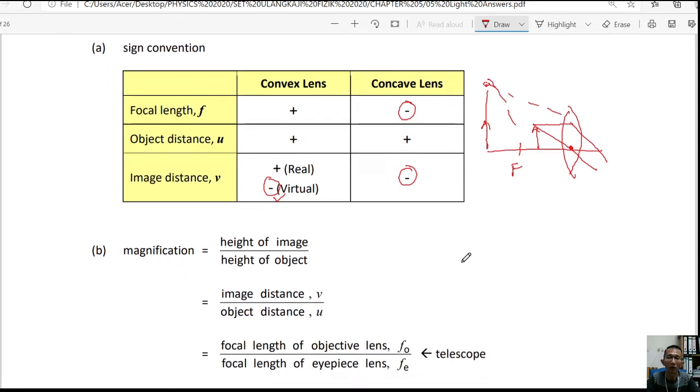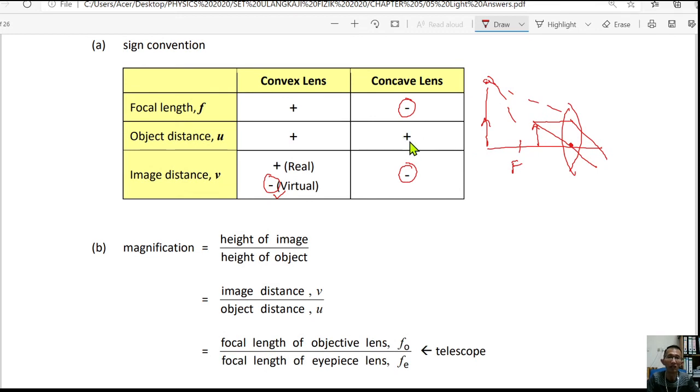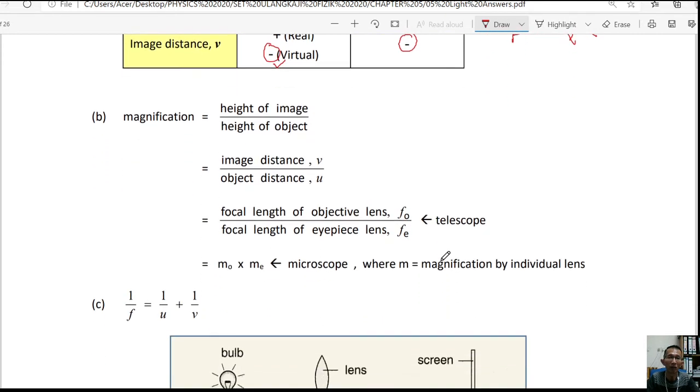All right. So it's good if you can memorize this. Actually, you need to know about this sign convention. Next, we go to magnification. To calculate magnification, it is always image divided by object. You can use the size, you can use the distance, but it's always image divided by object.